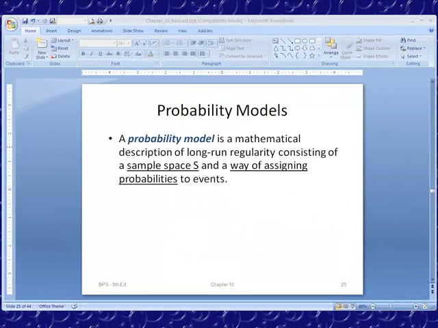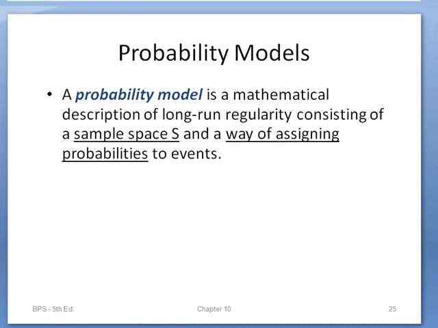So now we're going to talk about probability models. What's a probability model? Well, it's a mathematical description of long-run regularity consisting of a sample space and a way of assigning probabilities to the events. Now, we've studied one of these back in Chapter 3. It was a continuous probability model, the normal distribution. We studied the standard normal distribution and showed how any normal distribution could be brought to the standard normal, and we used Table A.